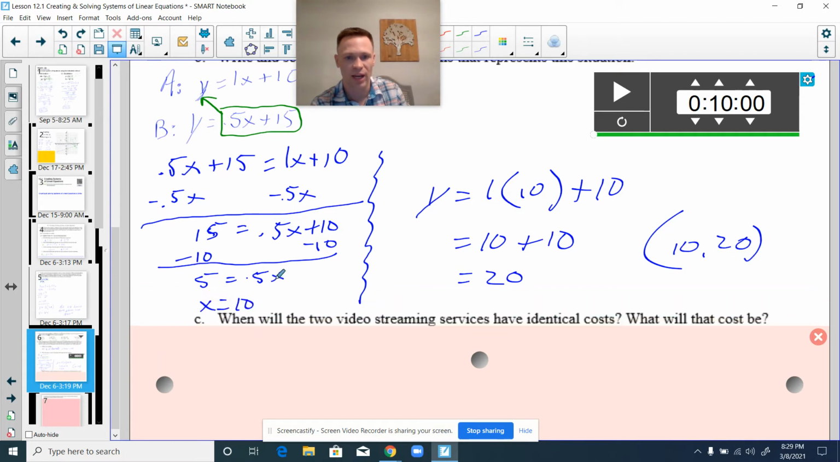I'm now going to divide both sides. I ran out of room here, so I didn't show the work for it, but I divided both sides by 0.5, and x is equal to 10. So that means the number of movies it'll take to download to get to the same cost would be 10.